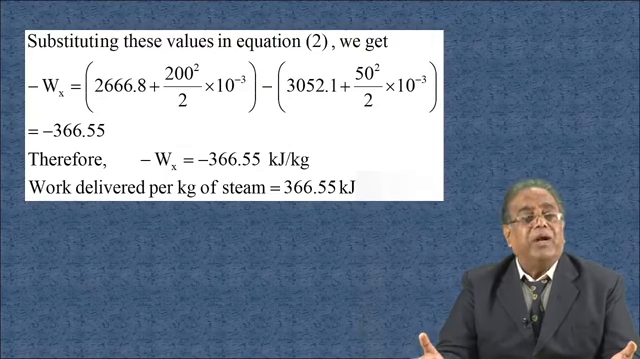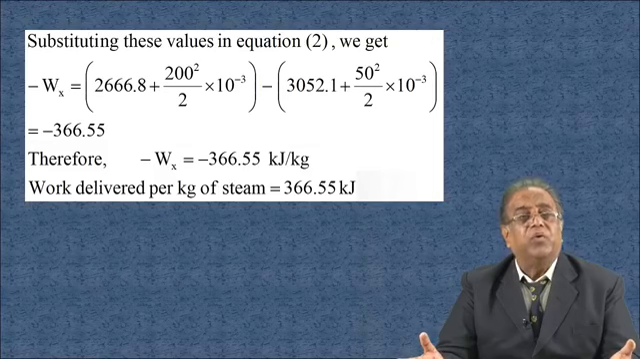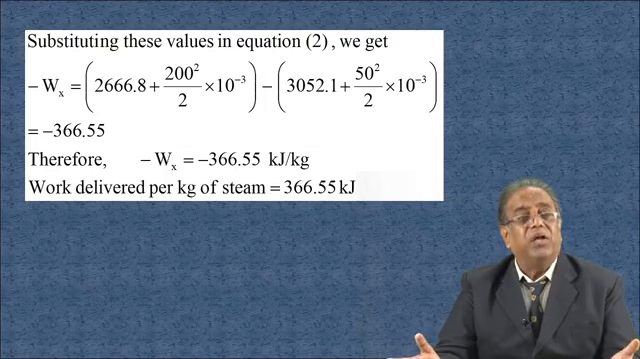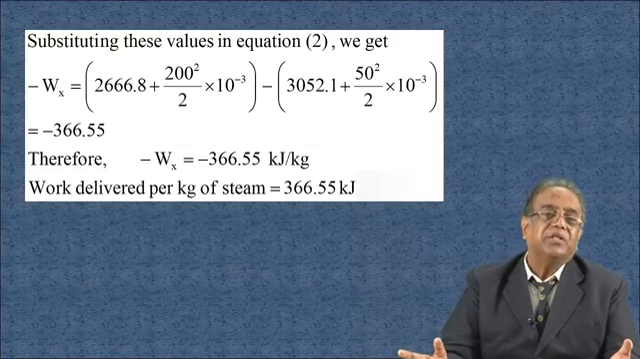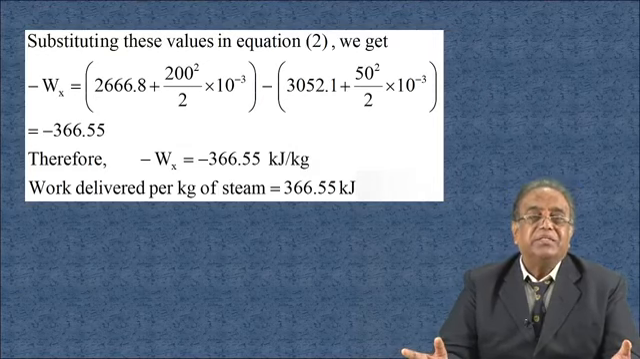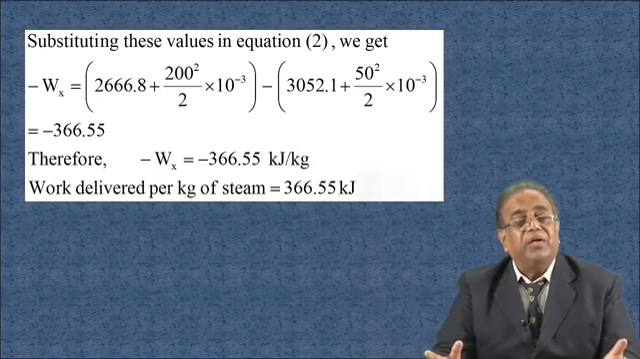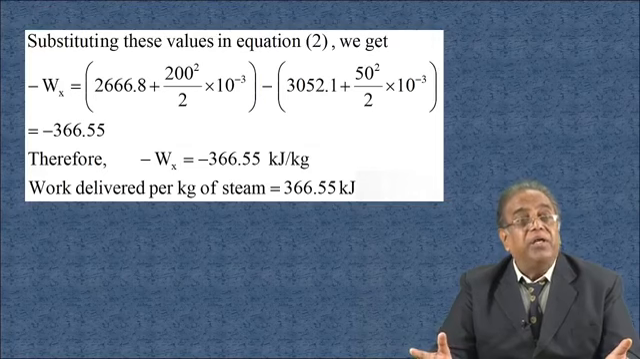So minus Wx comes out to be minus 366.55. Therefore, minus Wx is equal to minus 366.55 kilojoule per kg. So, work delivered per kg of steam is equal to 366.55 kilojoule.